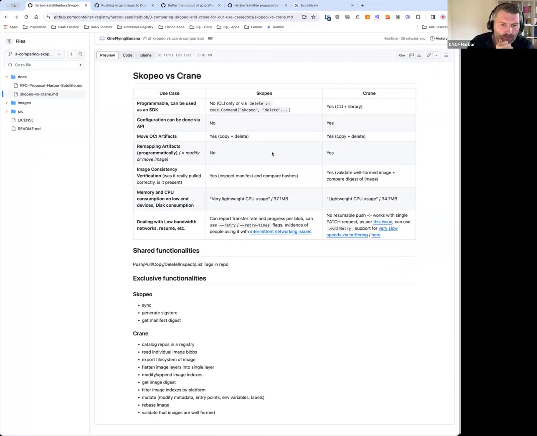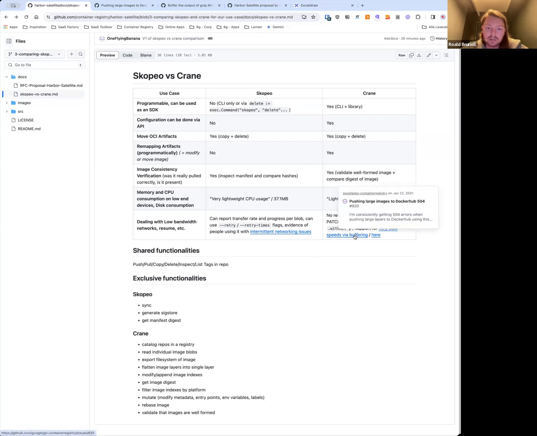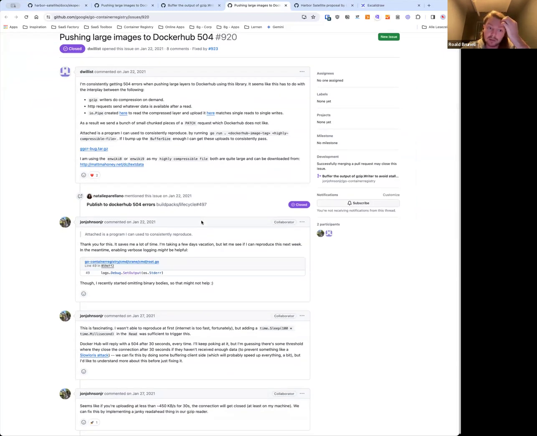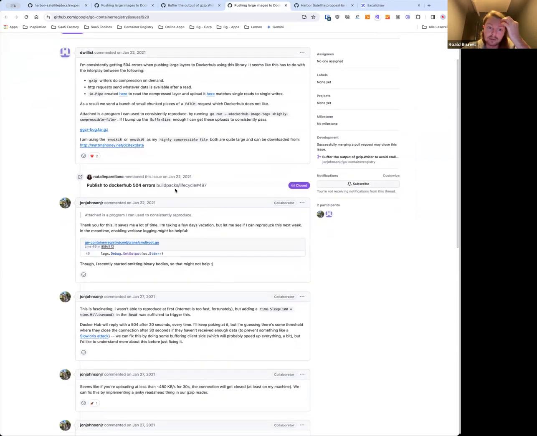I did find one interesting thing about Crane where somebody had problems pushing to Docker when they had a very, very slow internet connection speed, like 200 kilobytes a second. And they found a fix where they created a buffer that would aggregate data together and then send it as a buffer, and that would fix the problem for very slow speed. So I know that at least Crane has that implemented.